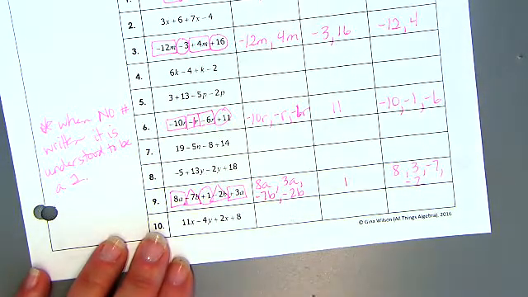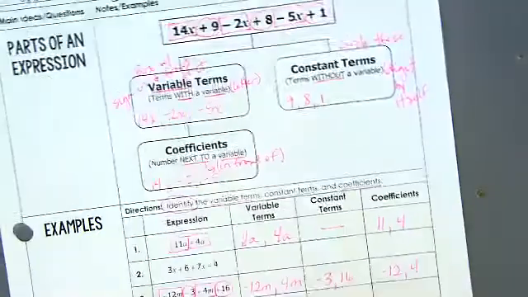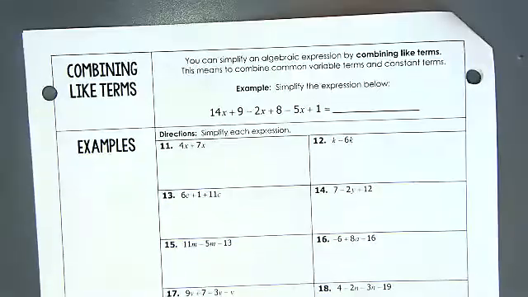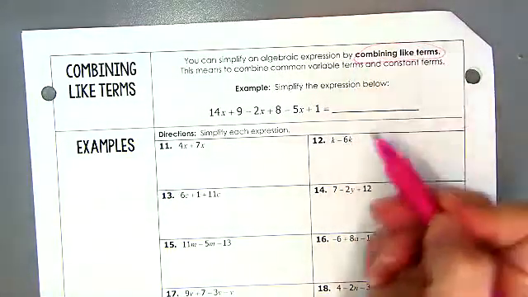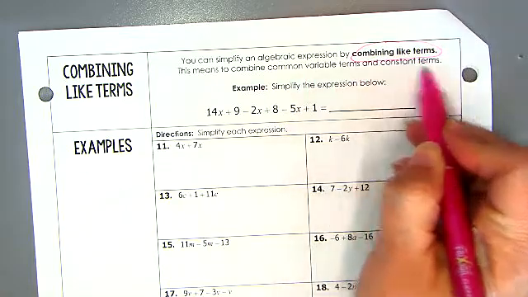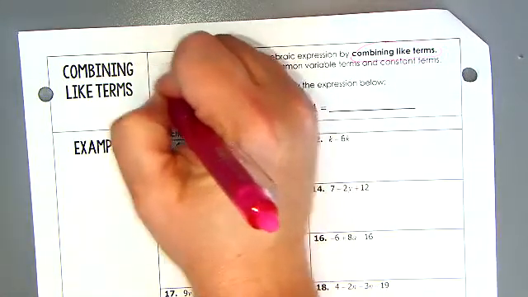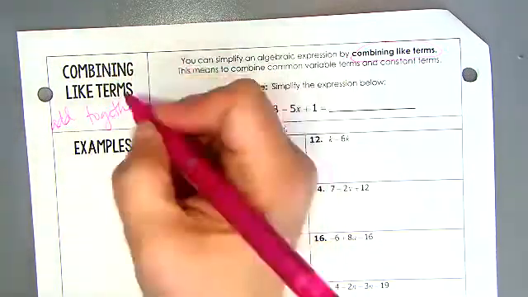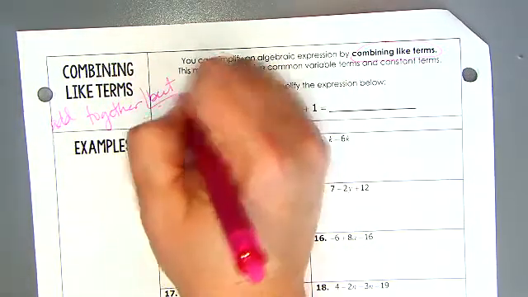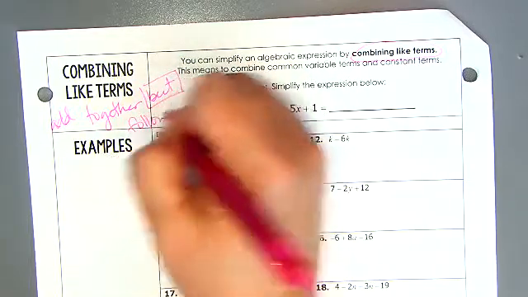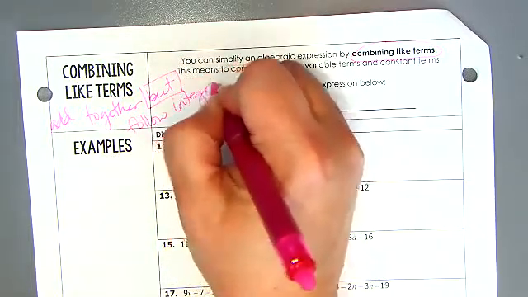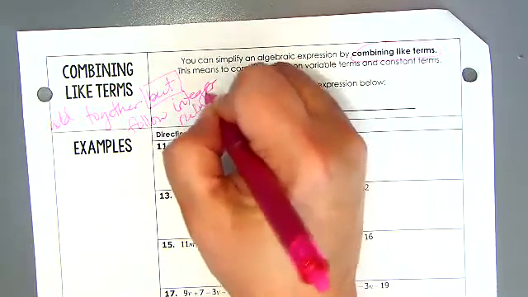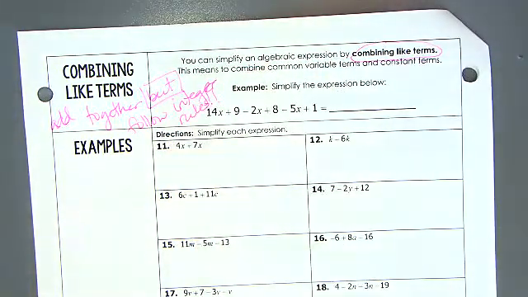And moving on, now we're going to actually talk about combining them, which means when we combine, we add. Okay, you can simplify an algebraic expression by combining like terms. This means to combine common variable terms and constant terms, which means we add together. But follow integer rules. You have to follow the integer rules.